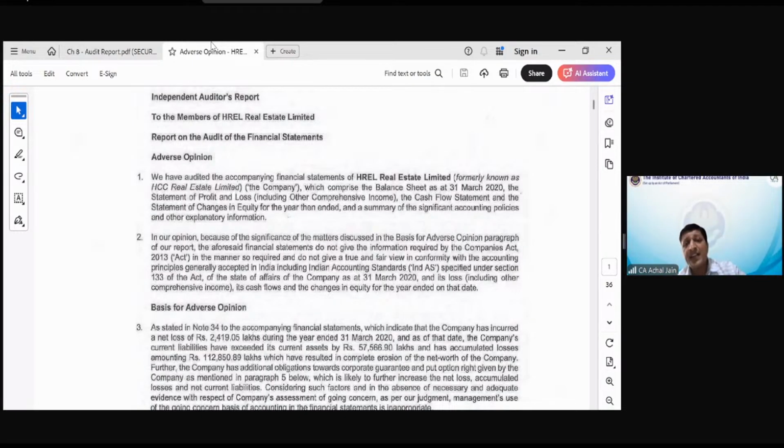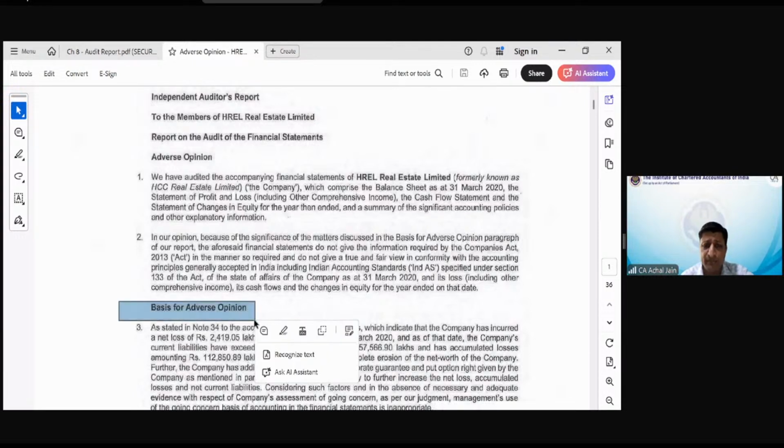See, if the opinion is clean, header will be opinion. If the opinion is qualified, header will be qualified opinion. If the opinion is adverse, header will be adverse opinion. And same goes with this basis for opinion. If the opinion is clean, you will say basis for opinion. If the opinion is qualified, you will say basis for qualified opinion. And now because the opinion is adverse, you will say basis for adverse opinion.